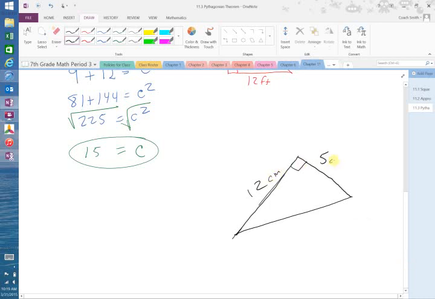This is centimeters. Once again, I would highly suggest that you have those perfect squares from 1 to 20 memorized. That way you don't have to be flipping back into your notes.